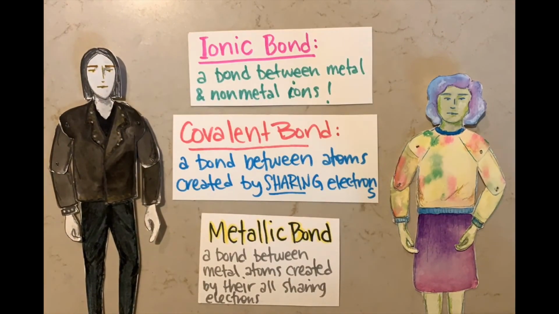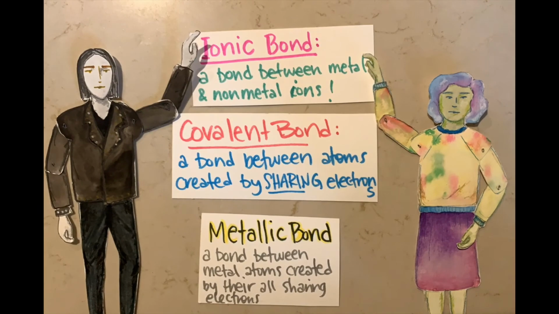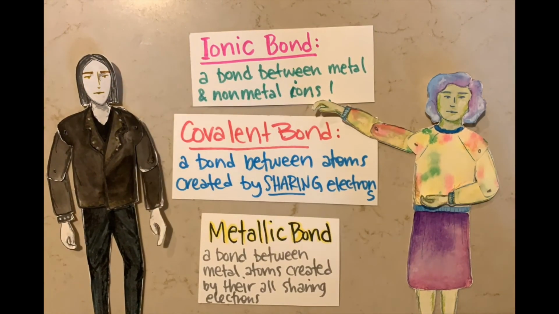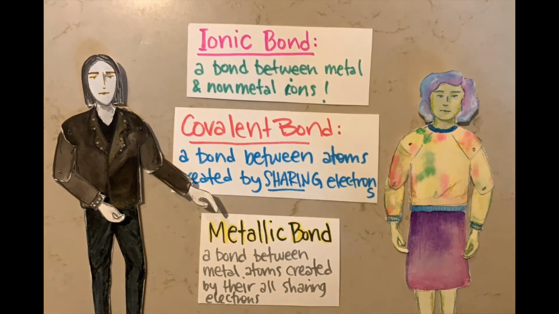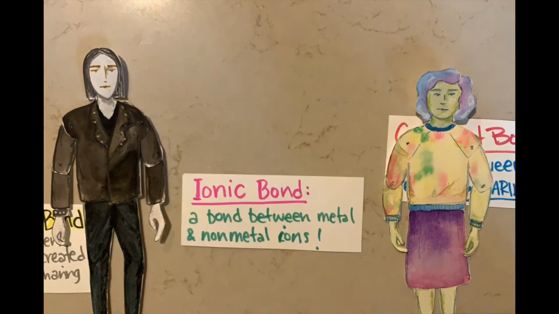So there you have it. We have now covered the 3 main types of bonds that form between elements. Ionic, between metal and nonmetal ions. Covalent, between nonmetal atoms. And metallic, between metal atoms.